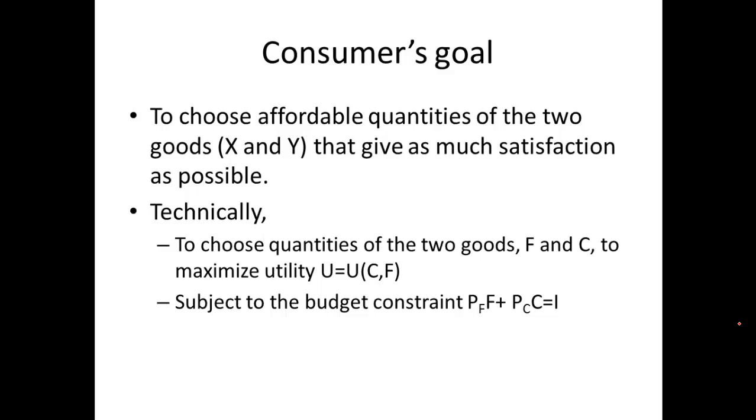The consumer's goal in these problems, we could say it two ways. In words, it's to choose some affordable quantities of the two goods, X and Y, that give as much satisfaction as possible. A slightly more technical way to say it would be to choose quantities of the two goods, let's say F and C, food and clothing, that literally maximize utility, U of clothing and food, subject to the budget constraint, PF·F, that is expenditure on food, plus PC·C, expenditure on clothing, equals income.